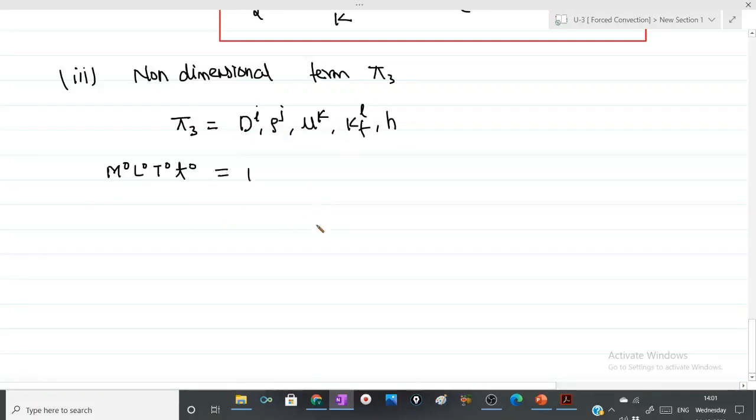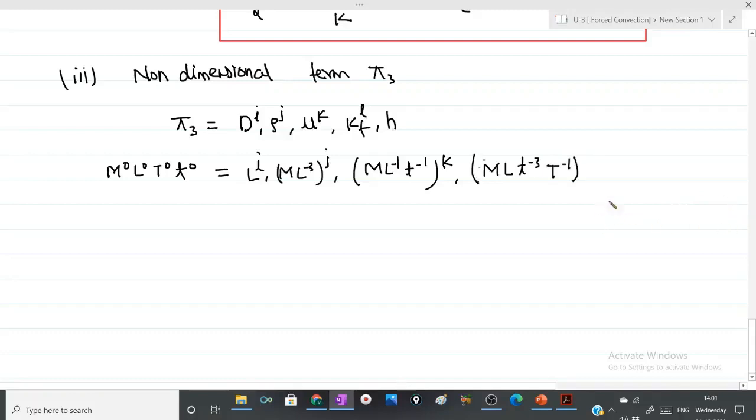These are the primary dimensions for pi 3 term and can be written as L to power i, ML minus 3 to power j, ML minus 1 t minus 1 to power k, and kf is MLt minus 3 capital T minus 1 to power l, and the selected variable is L. Finally, the primary dimensions for h are M into t power minus 3, capital T power minus 1.